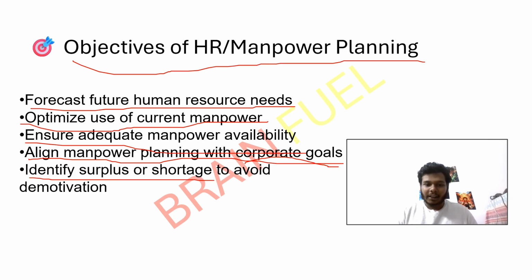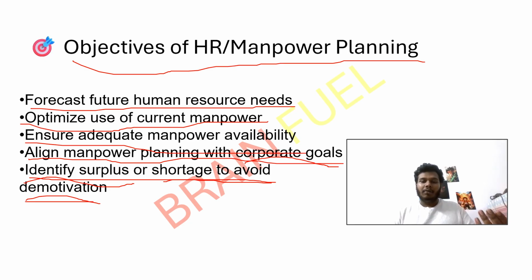Identify surplus and shortage to avoid demotivation. There should be no additional laborers or shortage in laborers to avoid demotivation. If there are more people, work will be less. Less number of people, work will be more. So we have to make sure there is no surplus and no shortage in people who can work.